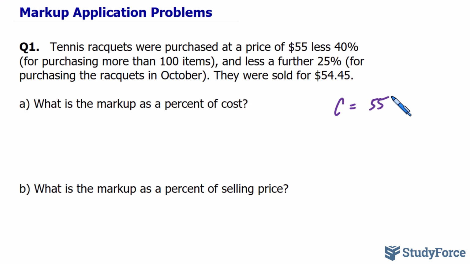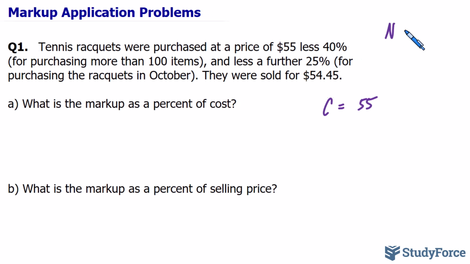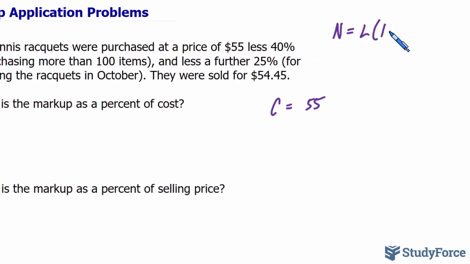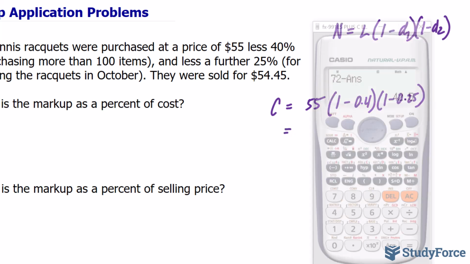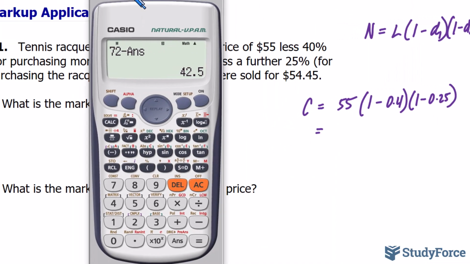And if we are applying a trade discount, recall the formula net price is equal to the list price times 1 take away your discount. And if you have multiple discounts, you have another factor where you have 1 minus your second discount, and so on and so forth. So for us, our new price will be the cost, and the list price is $55. 1 take away 40%, which as a decimal is 0.4, and 1 take away 25%, which as a decimal is 0.25. So if we compute this, we'll find out how much the cost of each of these tennis rackets was.